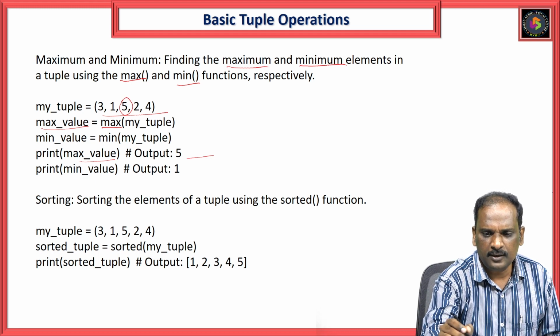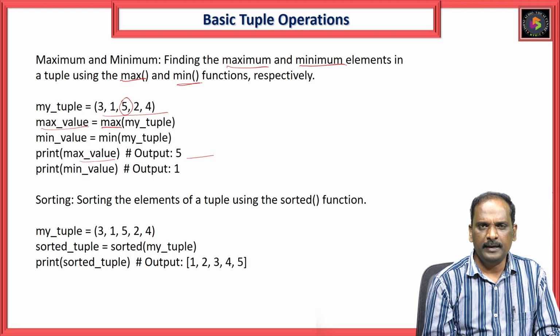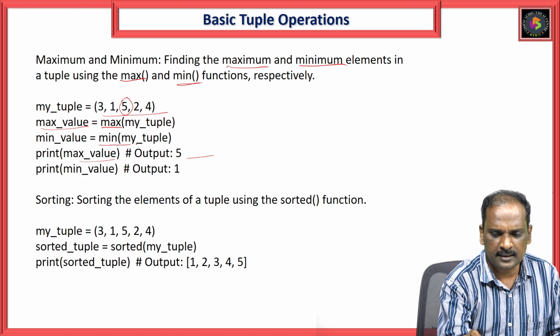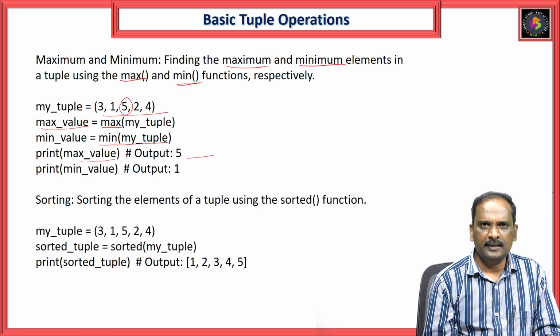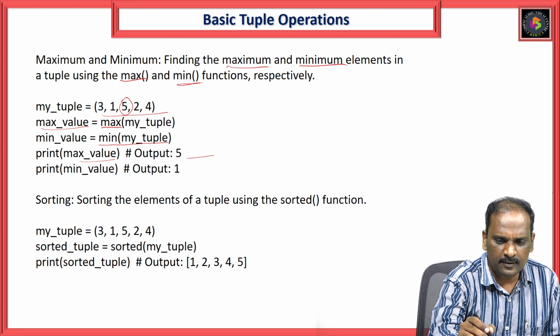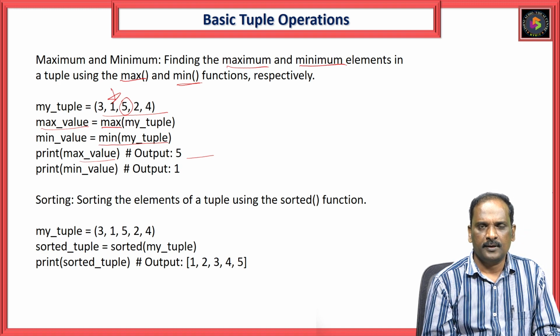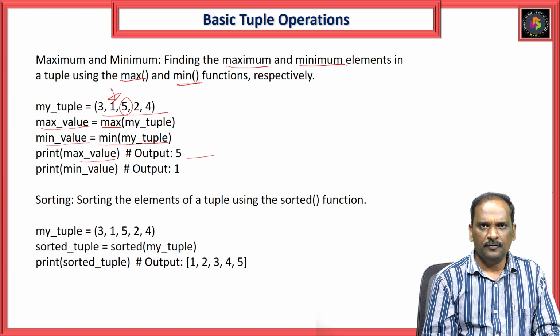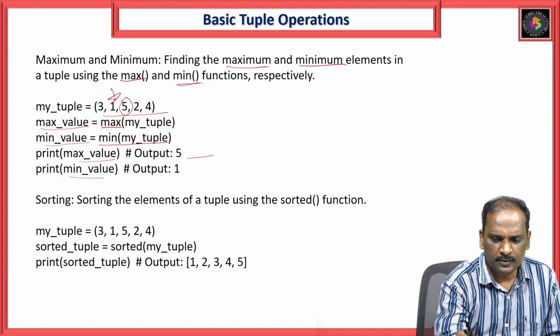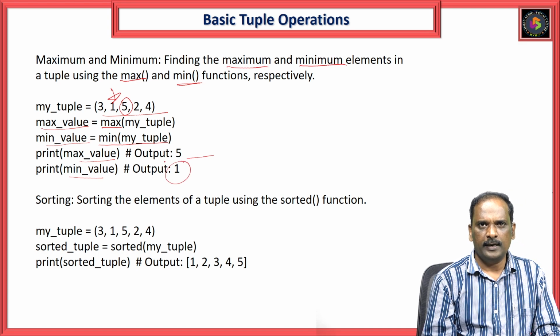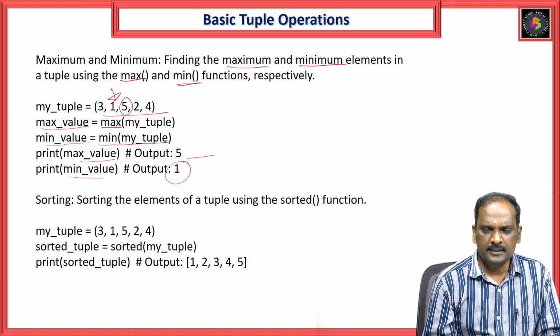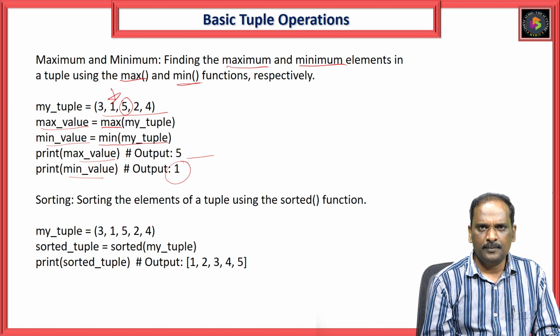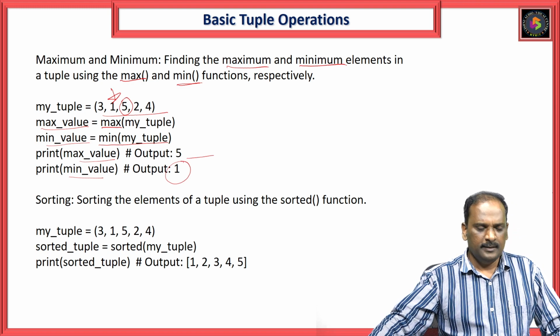Now to get the minimum value, I want to apply the min function on the tuple. So when I apply the min function on my tuple, it will return the minimum value inside the tuple. Which is the minimum value inside the tuple? The minimum value is 1. This min function will return the value 1 which I am storing in the variable min value. When I print the min value, here you are going to see that the minimum value is 1. So this is how we find the maximum value and minimum value in a tuple by using the max and min functions respectively. This we shall see in the Python interpreter.